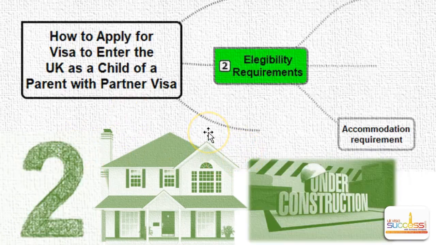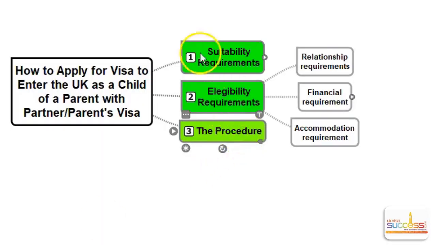And the second element, they will need to prove that the property does not contravene public health regulations. In other words, it is safe to live in this property. I've never seen refusals on this particular ground, so I don't think you should be particularly concerned about this requirement.